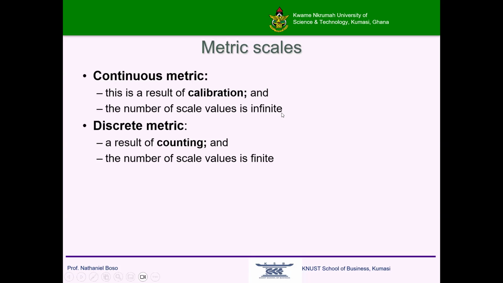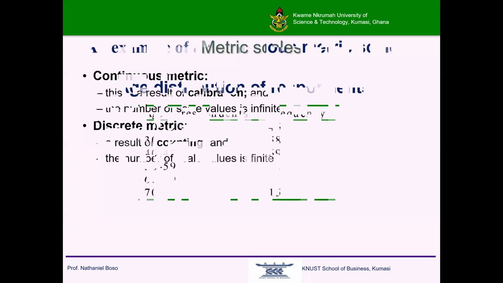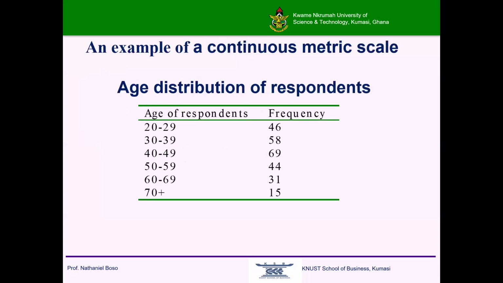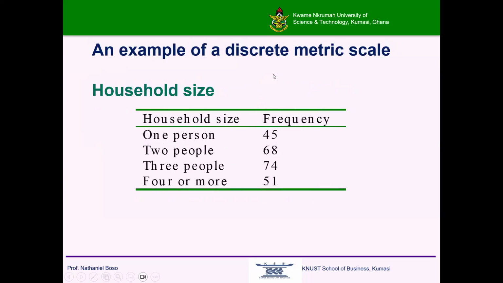When you are counting cars, you can't count 1.5 car. No, they are discrete, and we use counting numbers for them. So those are the highest form of scales we can use in our quantitative studies. An example of a continuous metric is age. An example of a discrete metric is household size: 1 person, 2 persons, okay?